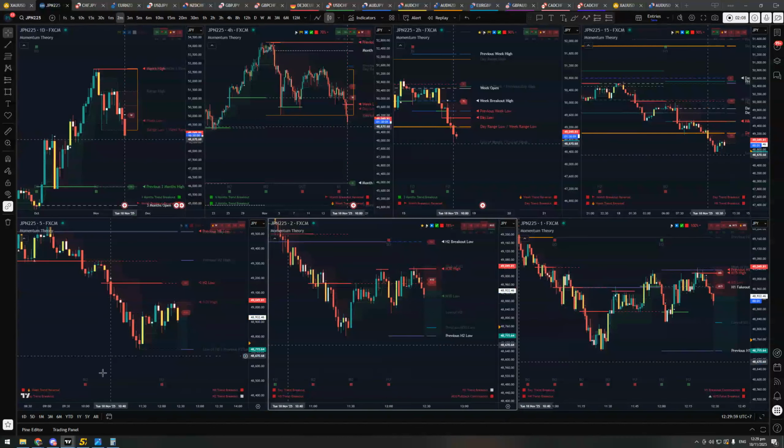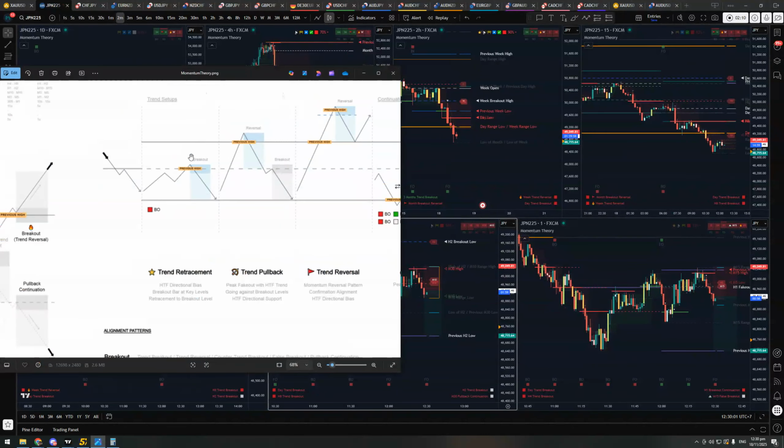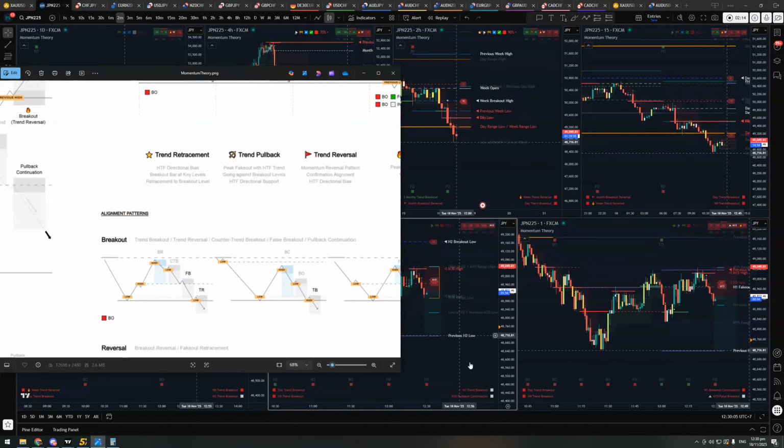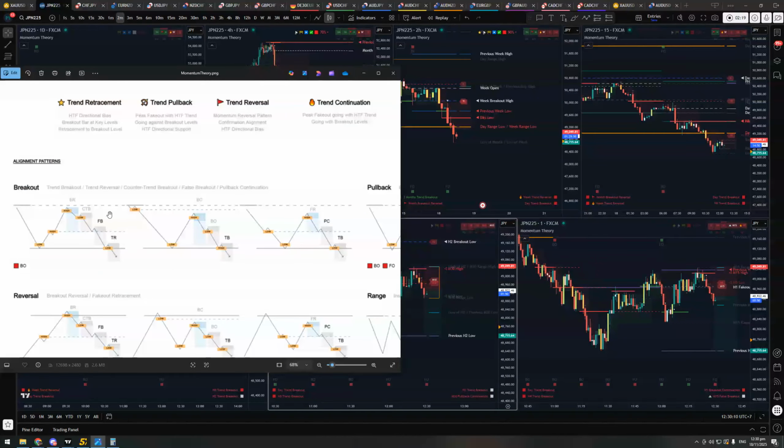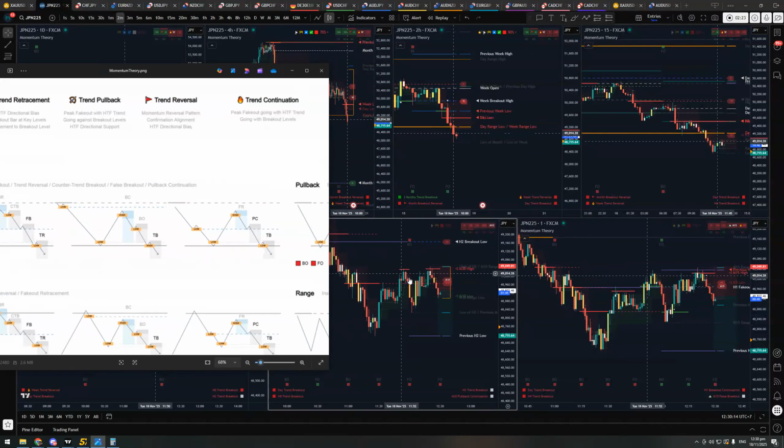And once it does that, I'm looking for one of my alignment patterns. So in a trend retracement, I'm looking for breakout alignment patterns. And it's an H2 trend breakout. And so in a trend breakout, I'm looking for either a reversal, continuation, or pullback pattern. And the one that's showing up is a pullback pattern.